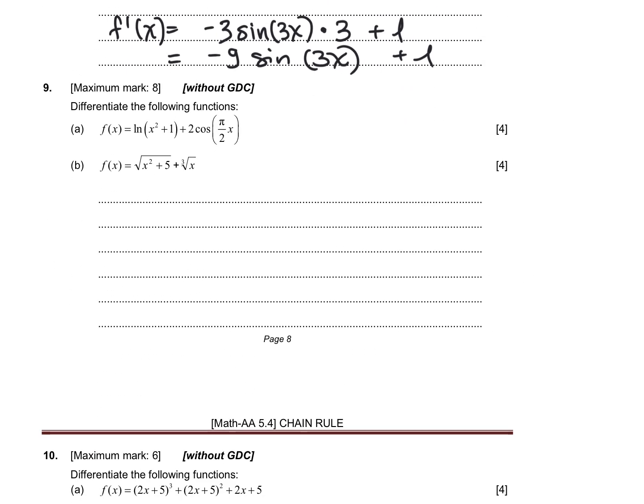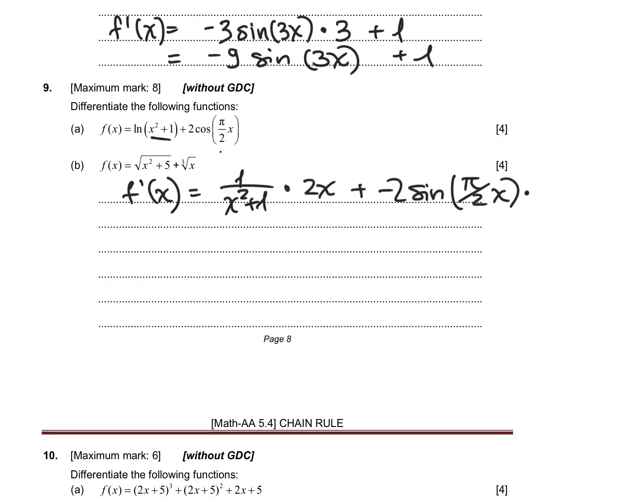All right, for number 9, the natural log derivative is 1 over x. And in this case, x is x squared plus 1, and then we multiply by the derivative of that inside function, which is 2x. The derivative of cosine is negative sine, pi over 2 x, and then times the derivative of the inside function, which is pi over 2. So if we simplify this, we're going to have 2x over x squared plus 1 minus, these 2's cancel, so minus pi sine pi over 2 x.